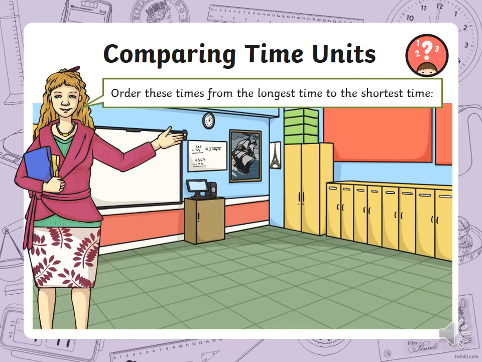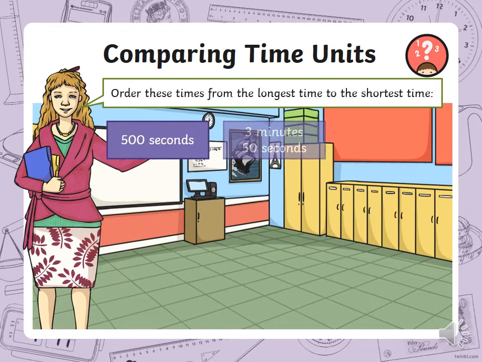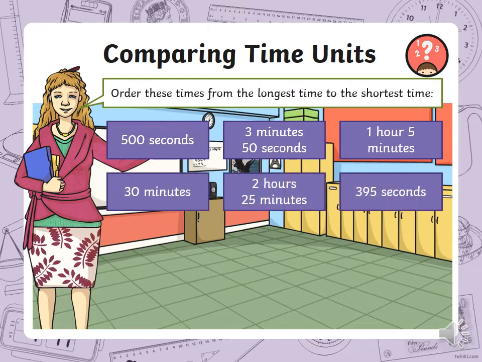Okay, order these times from the longest to the shortest: 500 seconds, 3 minutes 50 seconds, 1 hour 5 minutes, 30 minutes, 2 hours 25 minutes, and 395 seconds. So what I want you to do is pause the video for yourself for a while and then sort all these out into the correct order from longest to shortest.